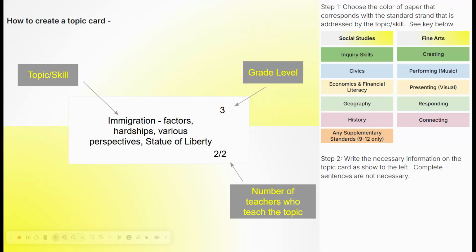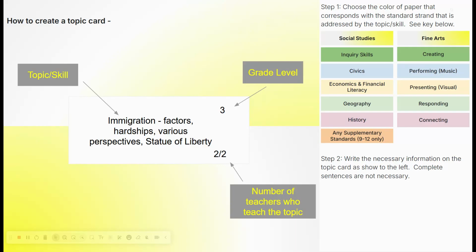And then you're going to take that piece of paper. So if it's a civic skill, you're going to take a light blue piece of paper for social studies, and you're going to write that topic or skill using the black marker that's provided in your materials packet. You're going to write the necessary information that describes the topic or skill. Please do not use sentences. We don't need any extra words. Just write the topic and any details that you need to make sure that you're clearly articulating that topic or skill in the center of the card.